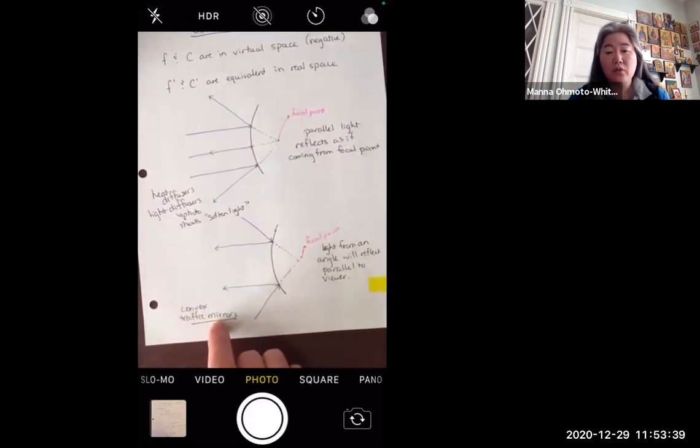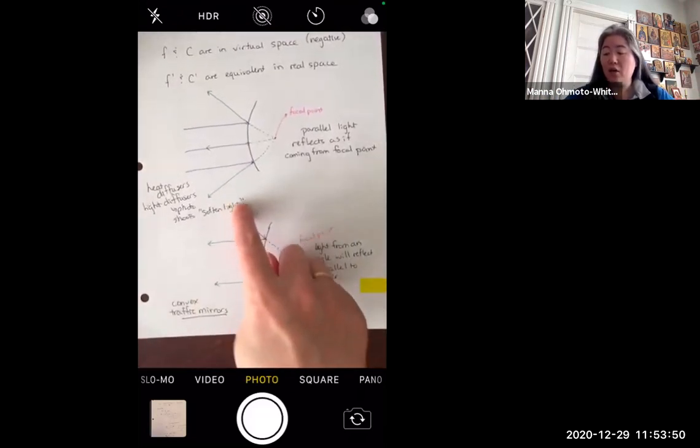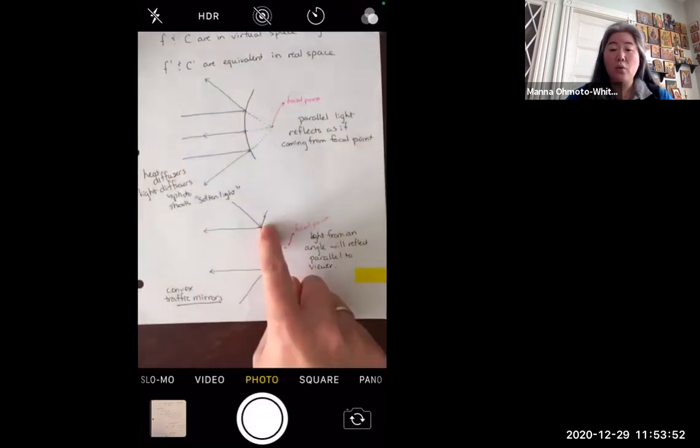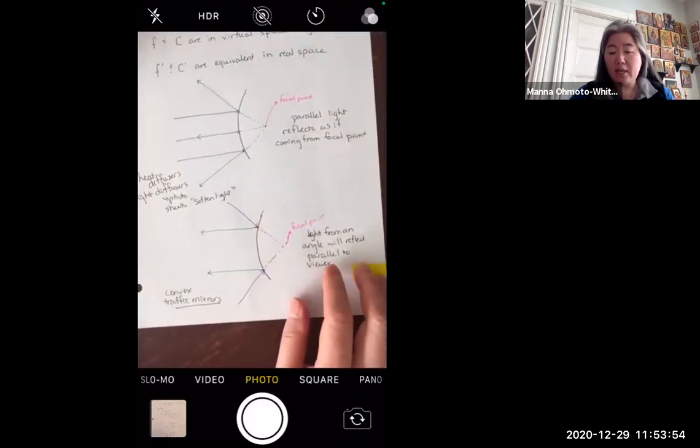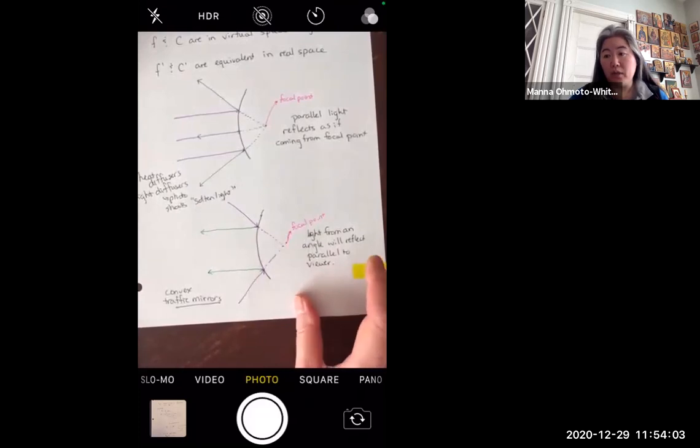And this is really important for traffic mirrors. So these are positioned in areas where it's hard to see around a corner. People sometimes put them at the end of their driveways so that they can basically see, if I'm here, I can see a car coming from behind a corner, right? So it allows the viewer to see objects that normally wouldn't be able to be seen with a plane mirror, and is very important when it comes to just traffic safety.